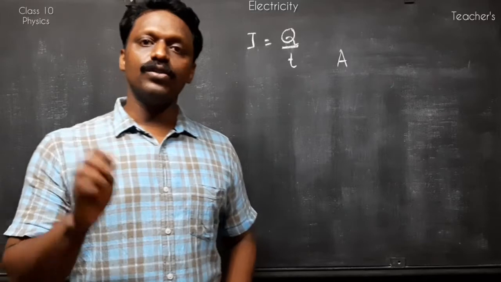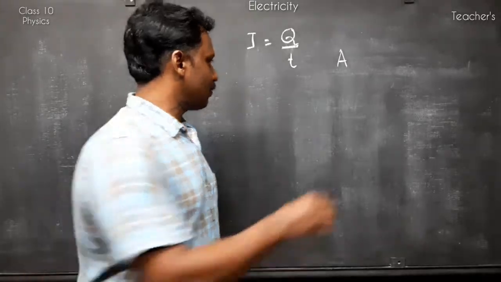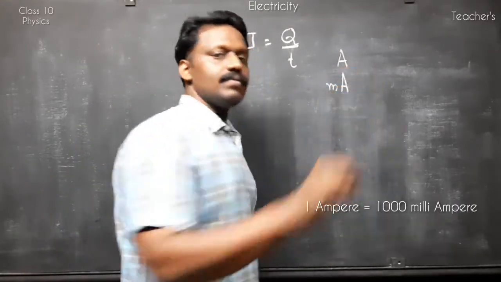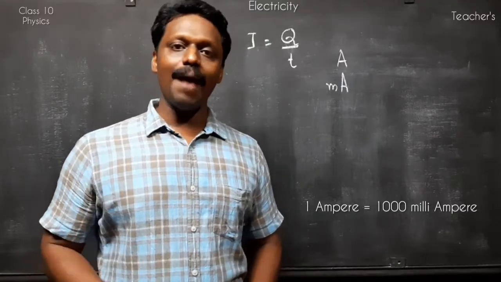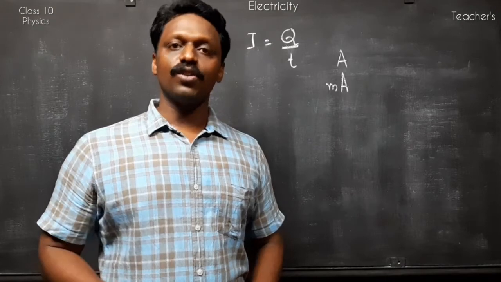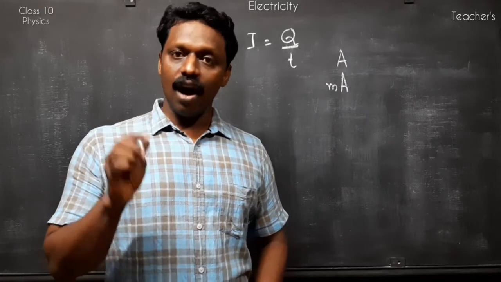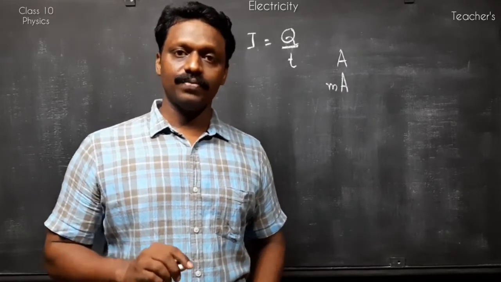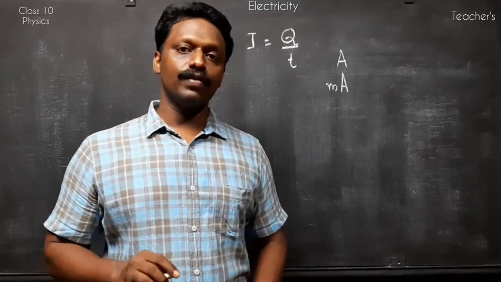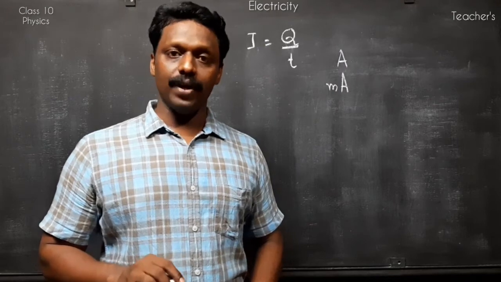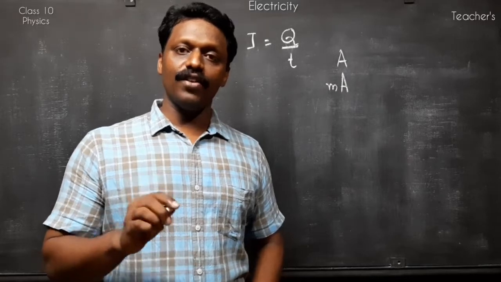Sometimes, however, a smaller unit of current called milliampere is also used, denoted by mA. Of course, that is not the SI unit, where 1 milliampere is 10 raised to minus 3 ampere, that is 1/1000th of an ampere. Thus, small quantities of current are expressed in milliampere. Very small quantities of current are expressed in a still smaller unit called microampere, where 1 microampere is 1 millionth of an ampere, that is 10 raised to minus 6 ampere.